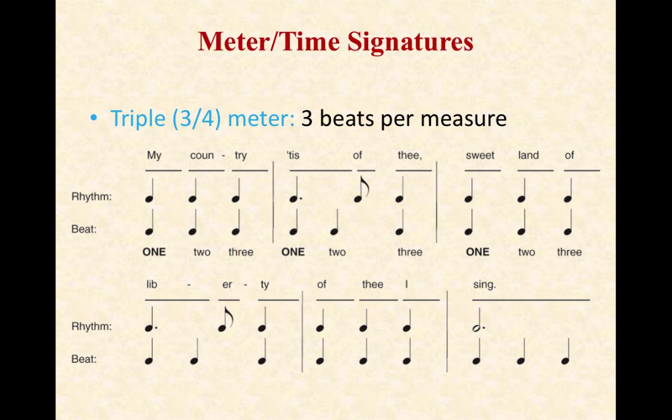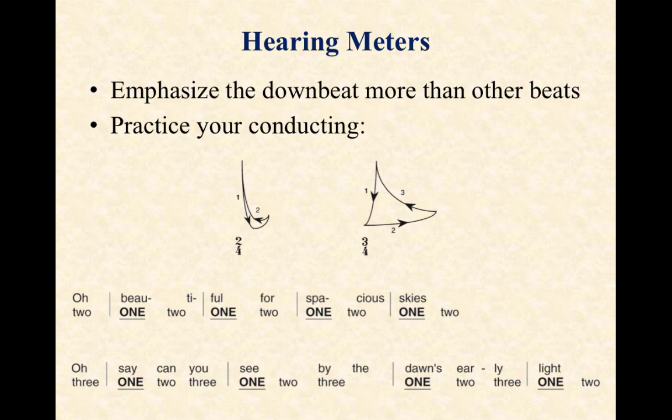The unexpected thing is when we put an accent on beat 2, because 2 and 4 are the weaker beats in the measure. That's just a typical feeling. And so we can try conducting together.